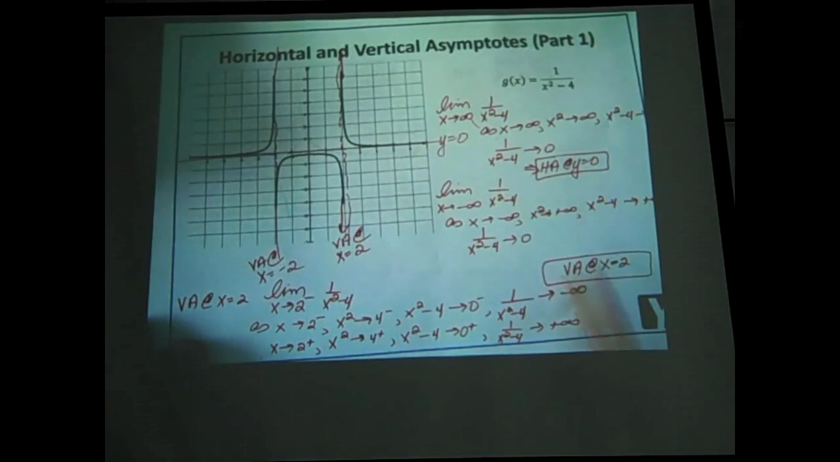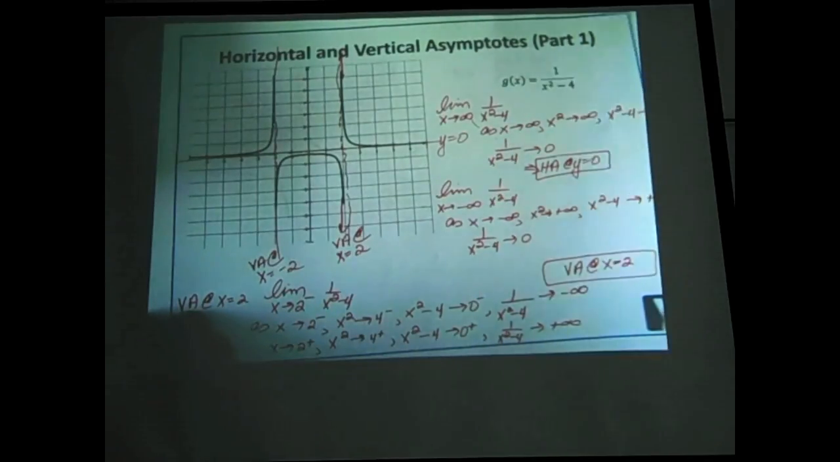I could go through, do that same analysis again for x equals negative 2, and I'm going to leave that to you all to do at home. Let's try another one.